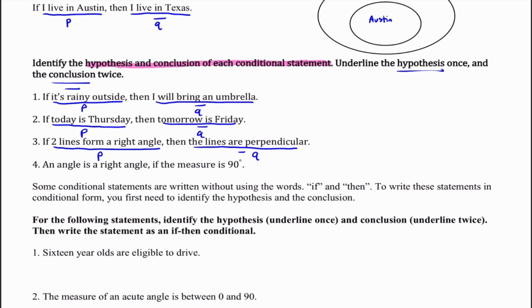Lastly, number four, an angle is a right angle if the measure is 90 degrees. So this is weird because of the way it's written, the fact that our conclusion is the first part of the statement, which I will underline twice this time and call Q, and then over here we have if the measure is 90. The measure is 90 will be our hypothesis, which we'll call P, and I will underline once.